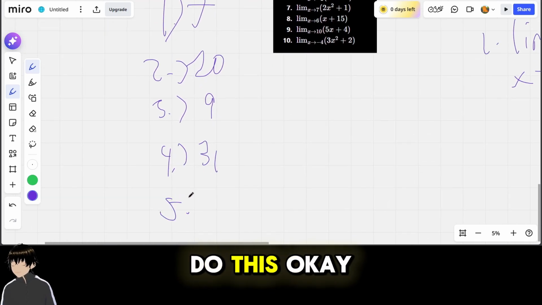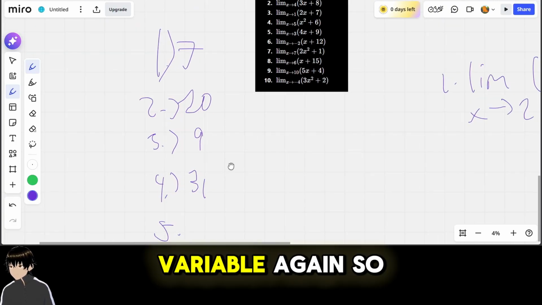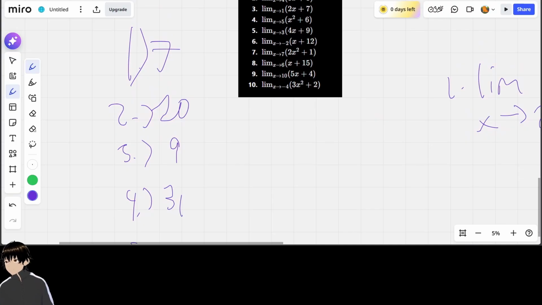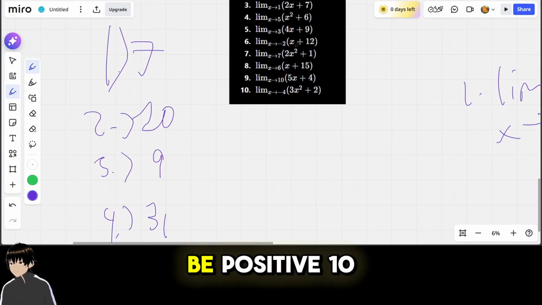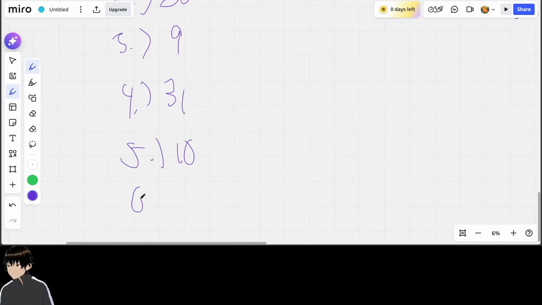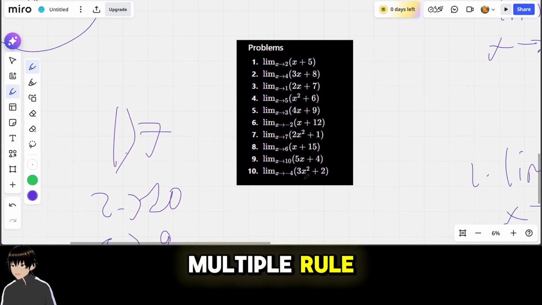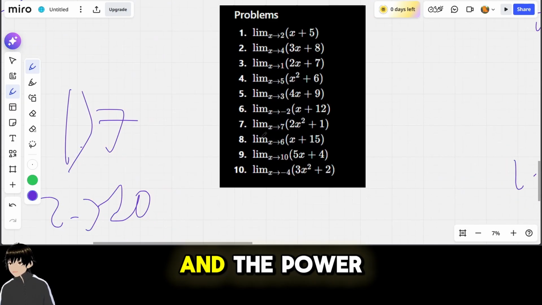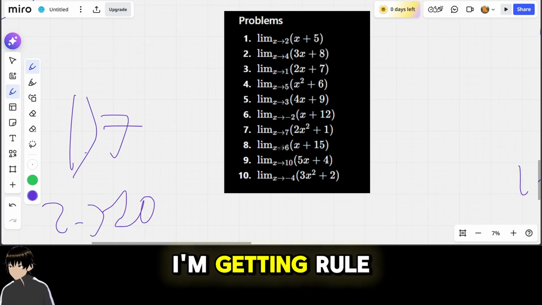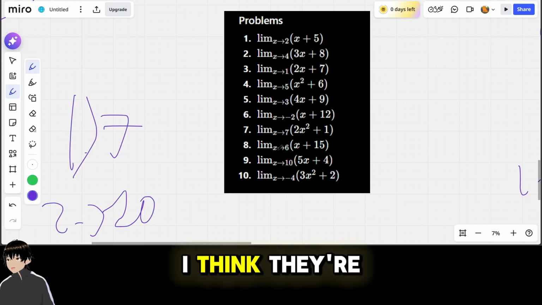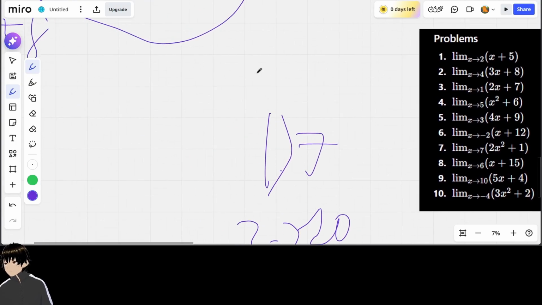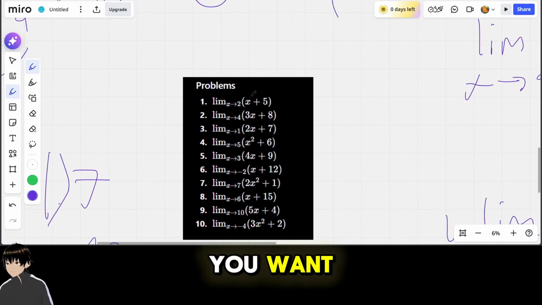So let's just do this. Variable, again. So we have negative 2. Negative 2 plus 12, it's going to be positive 10. So that's 6. Now we have the constant multiple rule and the power rule. I'm sorry if I'm getting rule and law mixed up. I think they're just about the same. It's just a matter of phrasing. You can call it whatever you want, I believe.